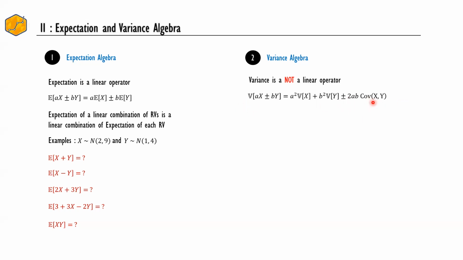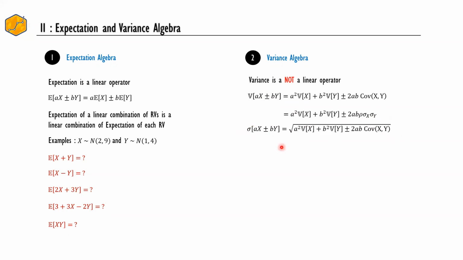By no means is it a linear combination. If it had been, the formula would have been A times variance of X plus or minus B times variance of Y. That is not the case. It's a completely different formula. It's not a linear operator. Please remember this. You can also simplify this: covariance of X and Y is given as correlation rho between X and Y times standard deviation of X times standard deviation of Y. This is covariance. And if you want the standard deviation of this linear combination, you already know the variance, so you take a square root. Standard deviation is the square root of variance. That's all.